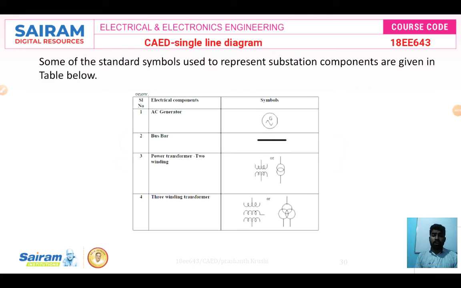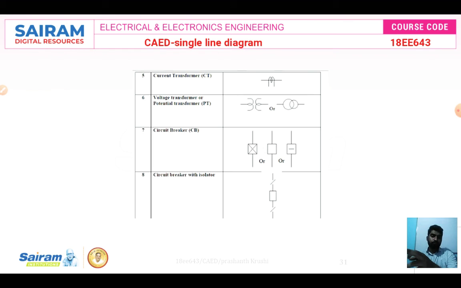So these are the symbols which we are going to use while drawing the diagram. This is a current transformer, CT, which is used to measure high current, and a voltage transformer or potential transformer, which is used to measure high voltage, and a circuit breaker, which breaks the circuit when a fault appears on the output side or the current exceeds the limit.